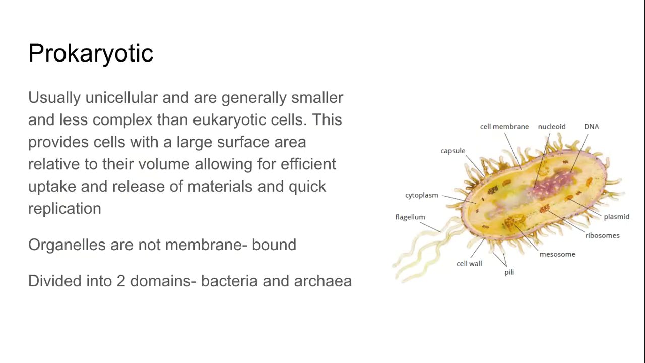When we talk about prokaryotic cells, they are generally smaller and less complex than eukaryotic cells, and being much smaller allows them to have a large surface area relative to their volume, which allows for efficient, so very fast, uptake and release of materials from their environment or to their environment. Their organelles, again, are not membrane bound, so they float around inside that cellular membrane. And prokaryotic cells are divided into two domains, both bacteria and archaea.